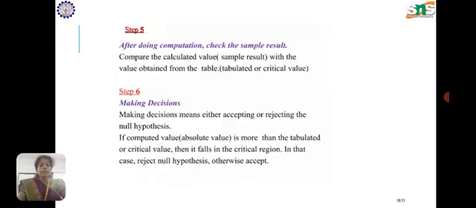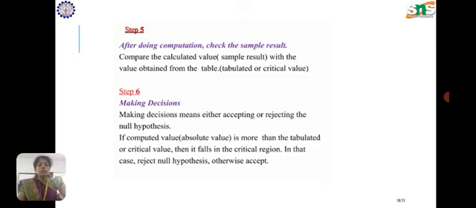Step 5 is doing the computation. We have to check the sample result. Finally we take the decision by comparing the calculated value and the table value. If the calculated value is less than the table value, we can say our null hypothesis is accepted. Otherwise, we say the null hypothesis is rejected.